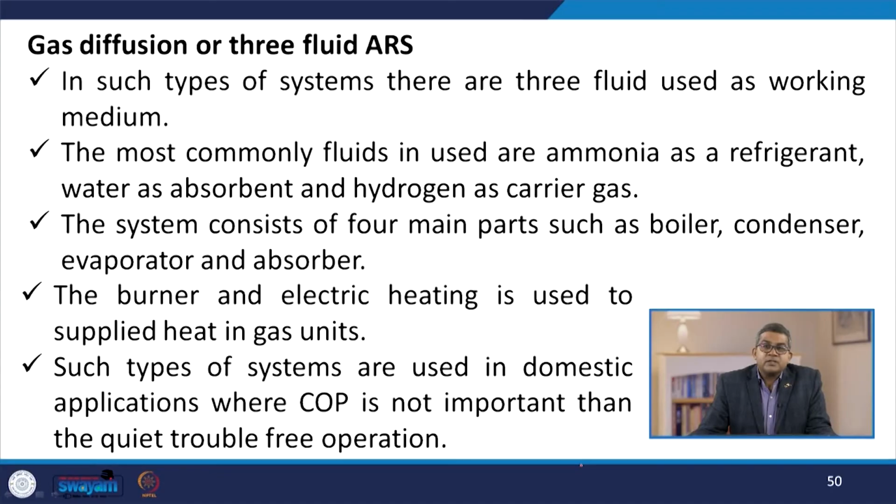Now, let us talk about the gas diffusion or 3-fluid ARS. In such type of system, there are 3 fluids used as a working media. The most commonly used fluids are ammonia as refrigerant, water as absorbent and hydrogen as carrier gas. The system consists of 4 main parts such as boiler, condenser, evaporator and absorber.